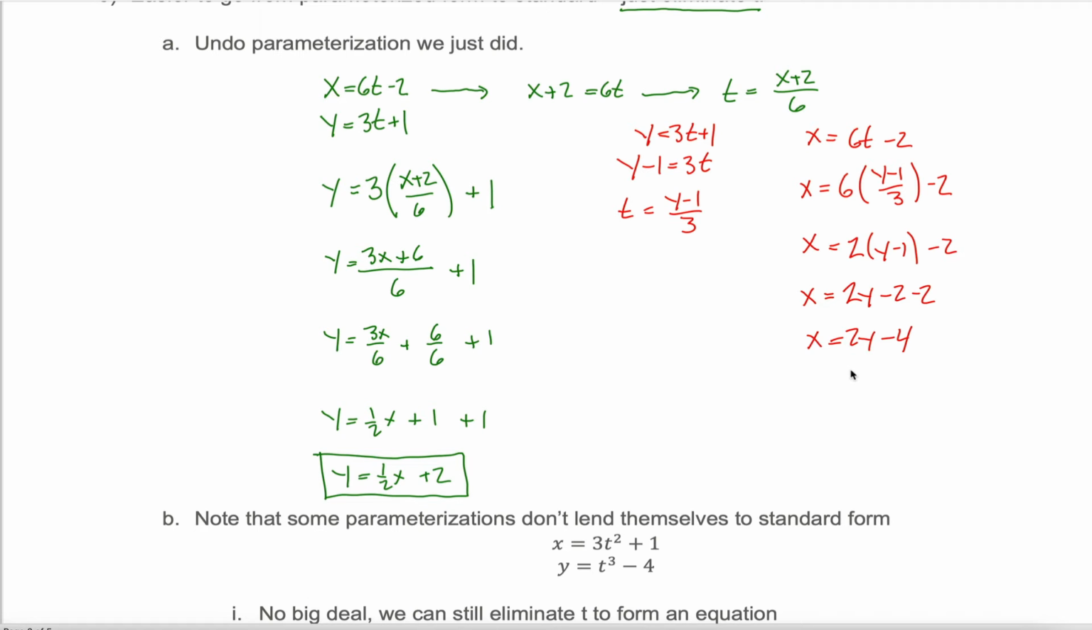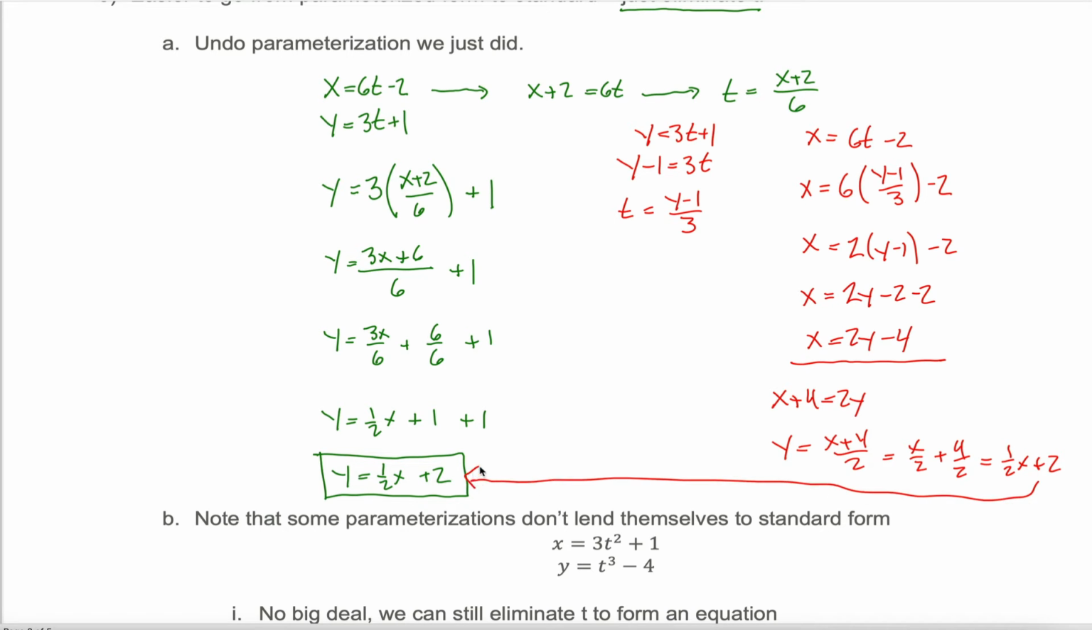If I solve this equation for y, maybe add 4 to both sides, and I get x plus 4 equals 2y, and then divide both sides by 2, I get y equals x plus 4 over 2. In other words, x over 2 plus 4 over 2. In other words, 1/2 x plus 2, the same thing that I got over here. The takeaway is, when you have two equations, you get to pick which one you want to solve for your parameter t, and then substitute it into the other one. However, sometimes you can save yourself a little bit of extra work by being clever in terms of which equation you solve for t.